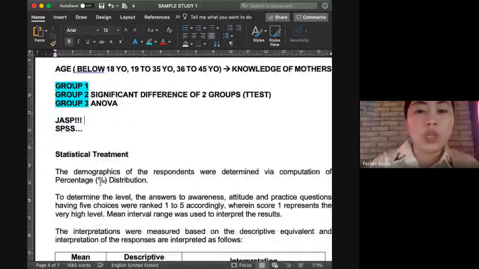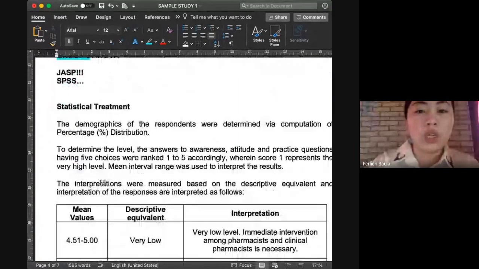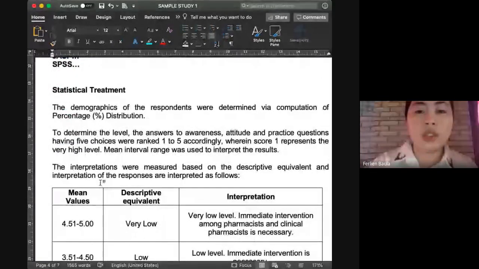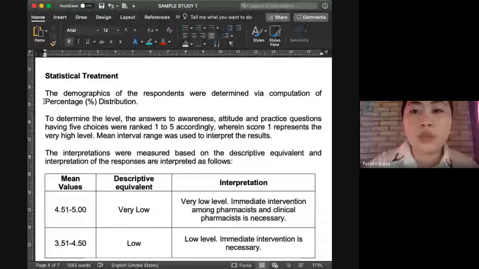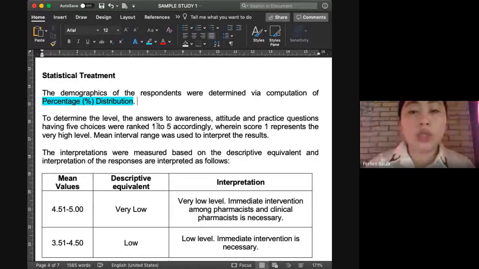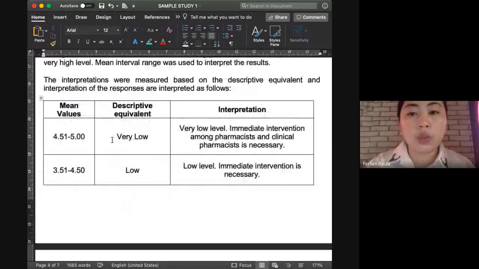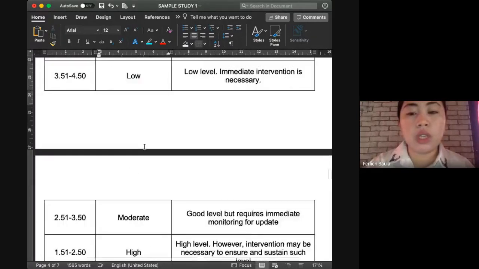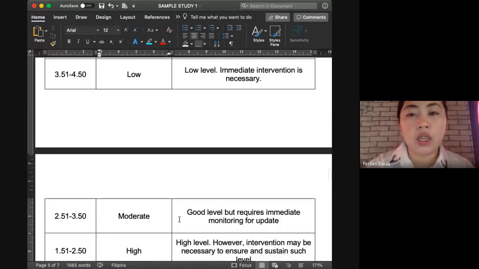So, let's move forward with our sample study. So, sa kanya, meron siyang descriptive processing, si percentage. Di ba alam natin paano kumuha ng percentage? So, pwedeng tayo lang nito, hindi na kailangan ng statistician. Sa questionnaire natin, kukunin natin kung ilang percent ang may ganitong score. Si very low, si low, moderate, high, and very high.